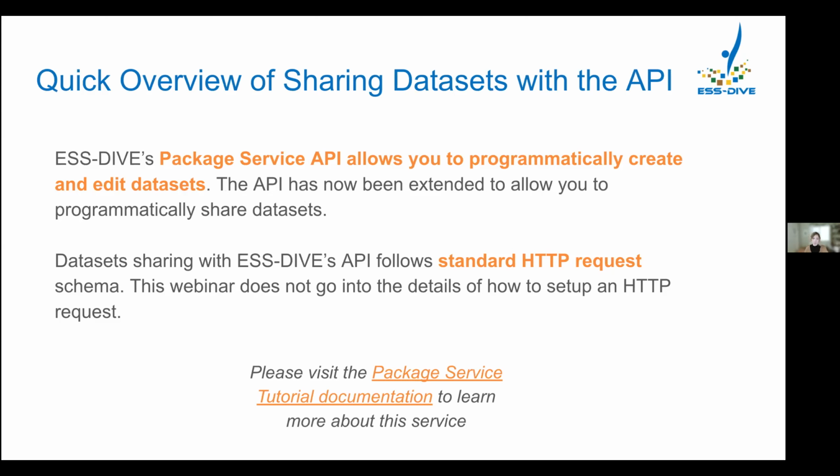The API follows standard HTTP request schema, and we won't go into the details of how to set up this code and how to submit an HTTP request. But this information is available. We've covered it in previous webinars, and we also have it in our package service tutorial documentation. If you need information on the basics of how this functions, you can find it there. Here we're just going to go over the parts of this new ability to programmatically share data sets.